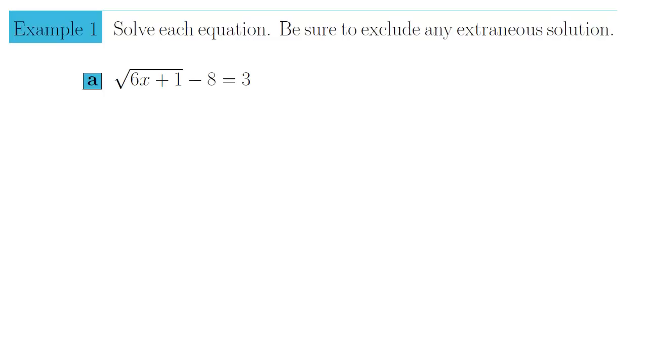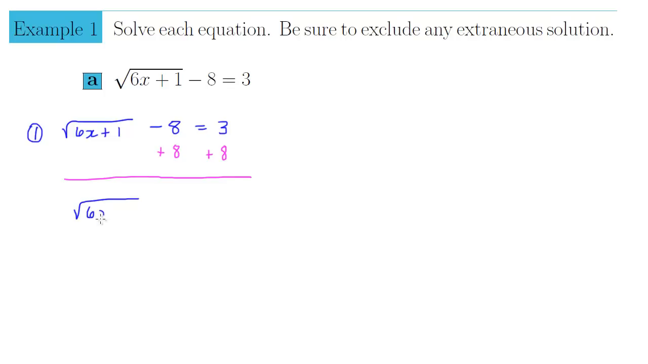Step number 1 is to isolate the radical. So if I want to isolate the radical in this equation, I have to take the minus 8 away from the square root 6x plus 1. So I have to bring the minus 8 to the other side by adding 8 to both sides. So step 1, isolate the radical. No big deal, add 8 to both sides, and we're left with root 6x plus 1 equals 11.